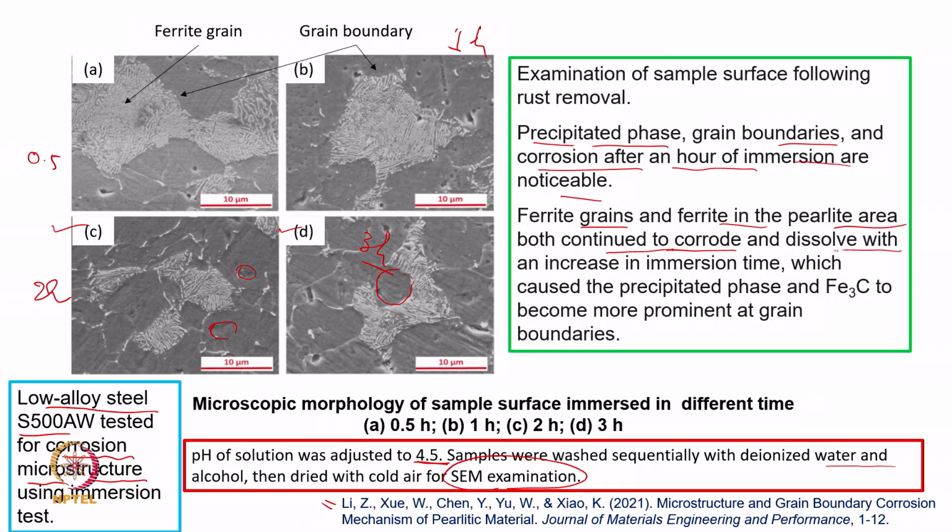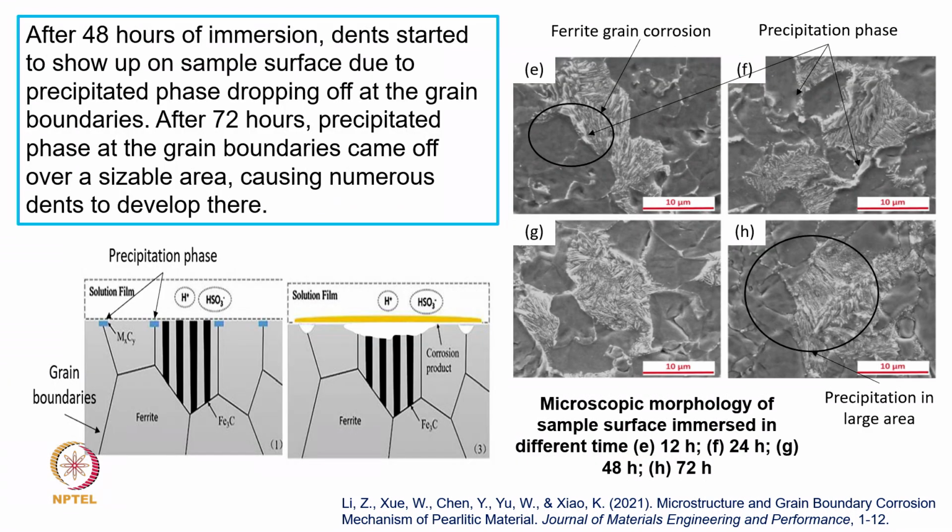So, these surfaces are more and more visible, and here the precipitation phase, iron carbide or Fe3C, is more and more dominating at the surface. At least in this image I am able to see something much deeper, and if the depth is increasing, naturally a big chunk will come out, and that has been shown in the next image. You can see here E has been shown after 12 hours, F after 24 hours, G after 48 hours, and H after 72 hours.